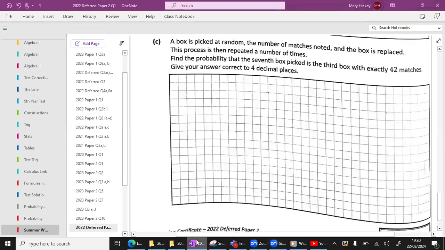So, 2022 Paper 2 on the deferred paper. Question 1, part C. A box is picked at random, the number of matches noted, and the box is replaced. This process is then repeated a number of times.